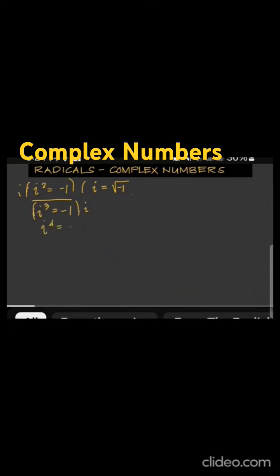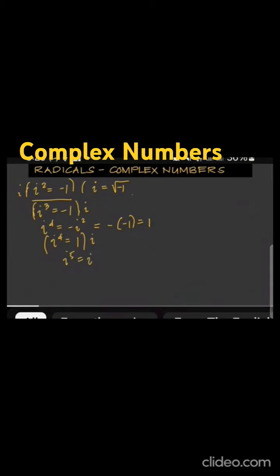i to the 4th equals -i squared, but i squared is just equal to -1, so this is equal to the negative of -1, which is just equal to 1. Therefore, i to the 4th is just equal to 1. So multiplying again by i, this gives i to the 5th equals i.